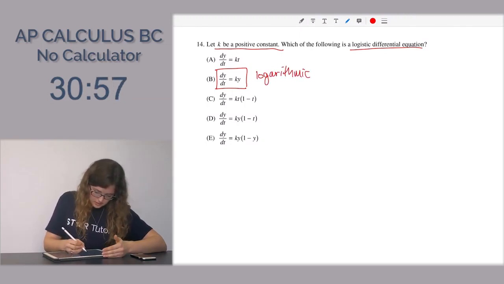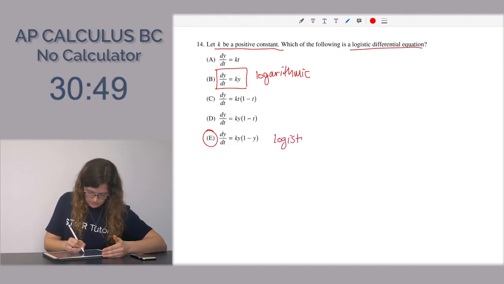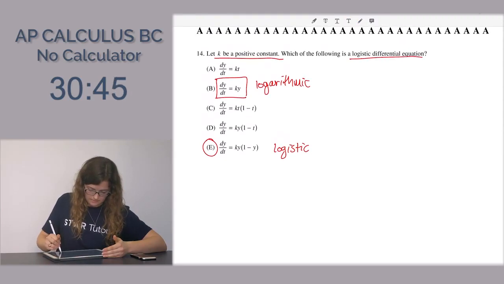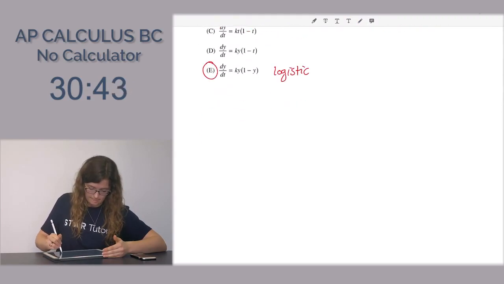And the logistics one is the one that looks like E, I believe. So this is like either you remember the equation or you don't. So I'm going to go with E.